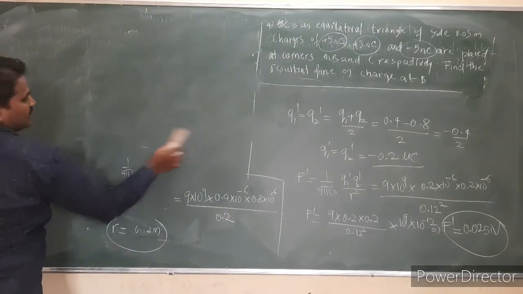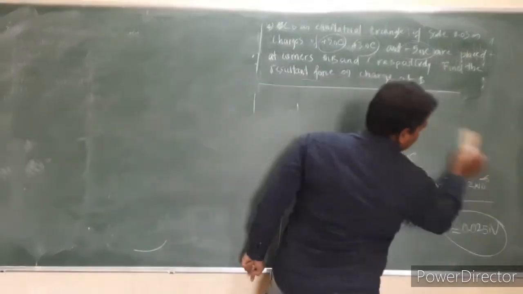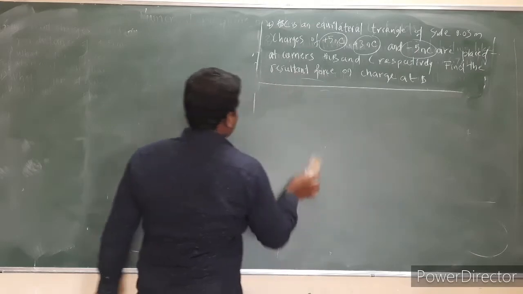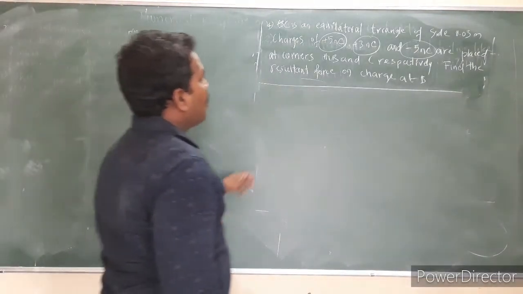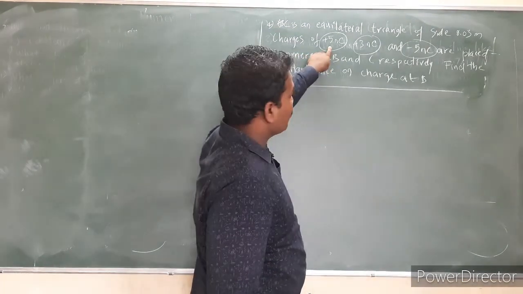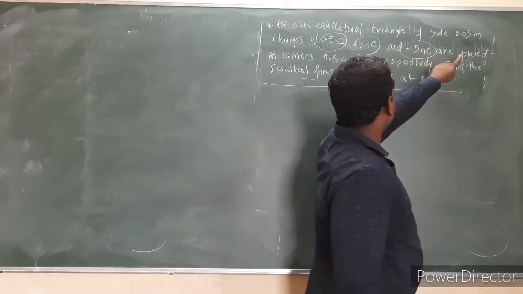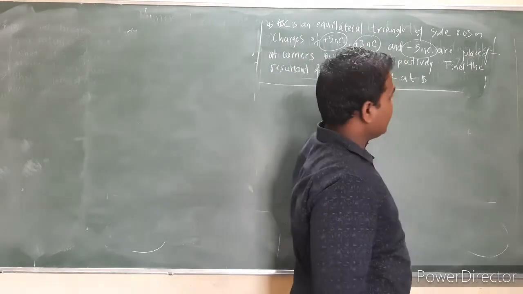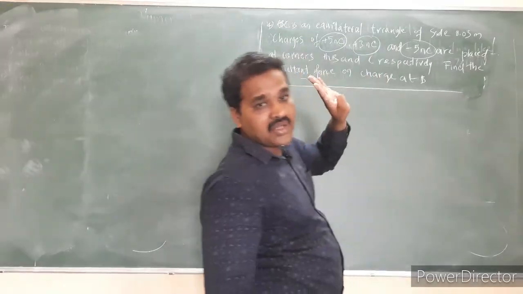Next, look at question number 4. Read it carefully and write down the data given. What is given there? Check it out. ABC is an equilateral triangle of side 0.03 meter. Charges of plus 5 nanocoulomb, plus 3 nanocoulomb and minus 5 nanocoulomb are placed at corners A, B and C respectively. Find the resultant force on the charge at B.